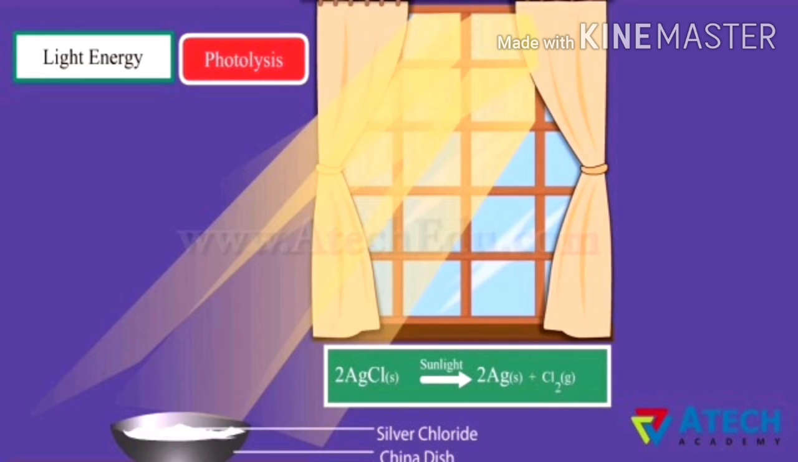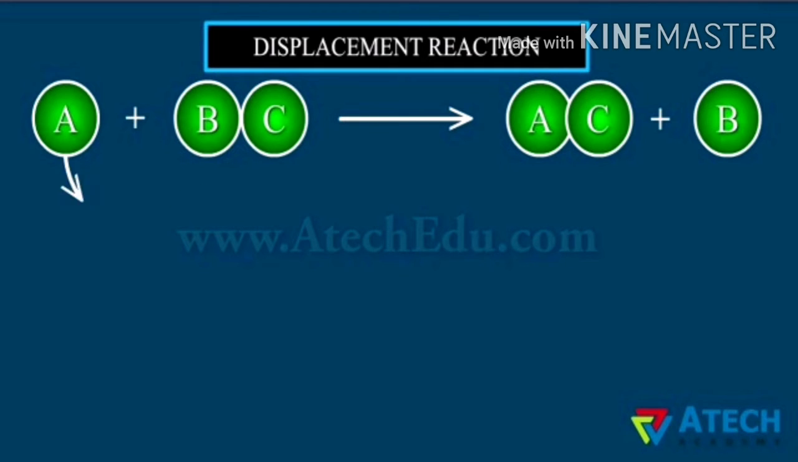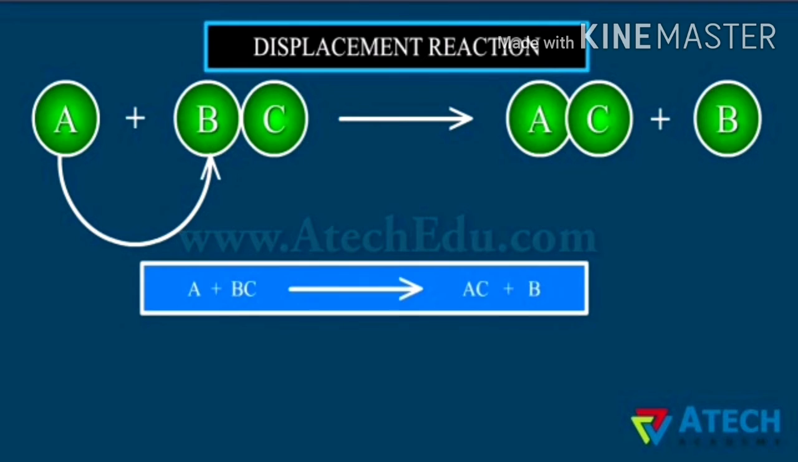Now, let us see displacement reaction. When an element displaces another element from its compound, a displacement reaction takes place. The general form of a displacement reaction is written as A plus BC gives AC plus B. That is, A displaces B from the compound BC to form compound AC and element B.